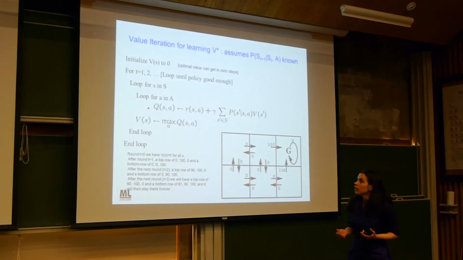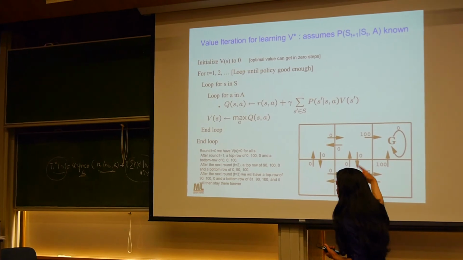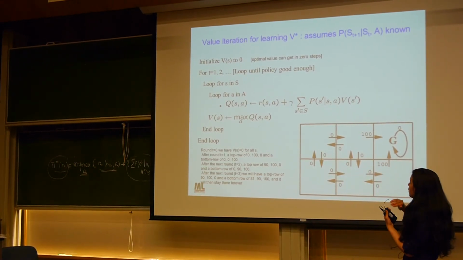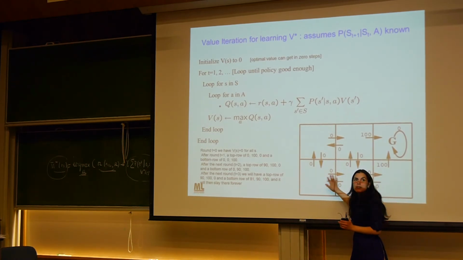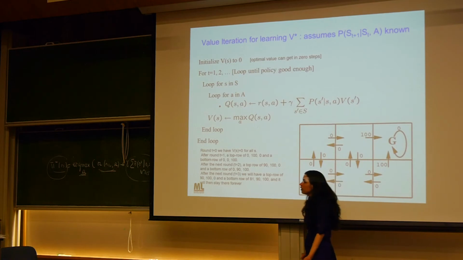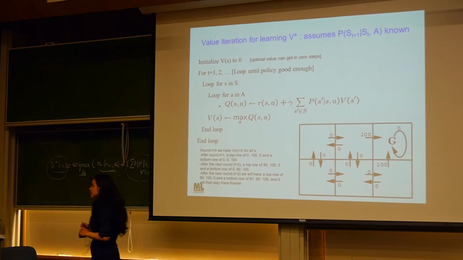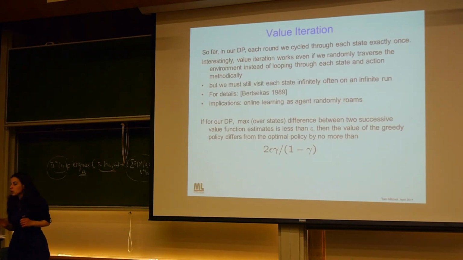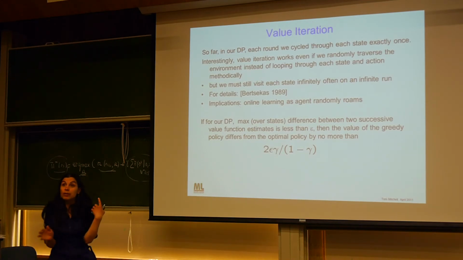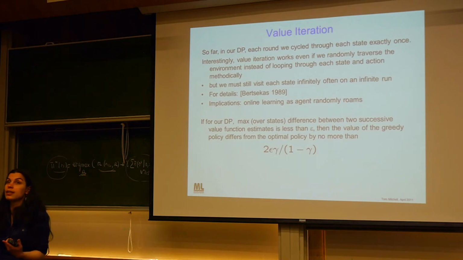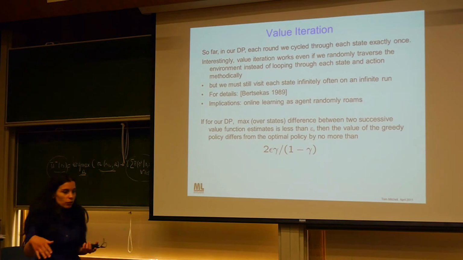Good. So if we go back here, when we do this dynamic programming type of strategy, in a very principled way, we cycle through each state action pair. In each round, we went through each of them once. Now it turns out, and that's kind of cool, that we don't even have to be so methodical. The value iteration algorithm works, and we can prove that it will converge even if the agents move randomly in the environment somehow.